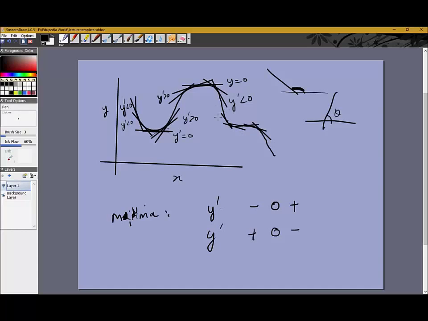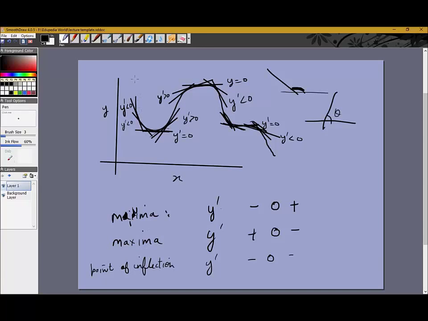And let's look at this point. This is negative, this is negative, this is y dash equal to 0. These are points again where y dash is negative. So that's the third point where y dash goes from negative to 0 to negative. The second point is the maxima. And the third point is referred to as a point of inflection.